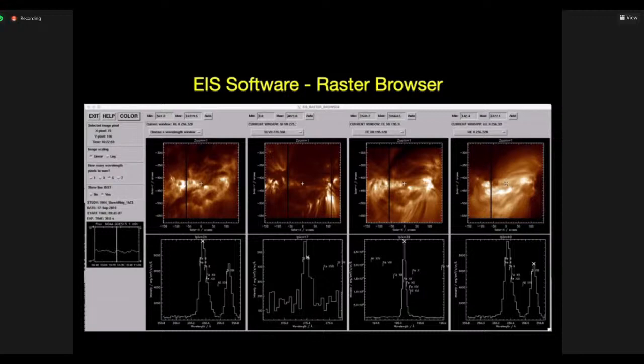So I find this software so useful for quickly browsing the data that when I gained access to the IRIS data back in 2013, one of the first things I did was to take my raster browser software and make a version for IRIS raster browser. And the Oslo group have also developed a version of raster browser for the SPICE instrument as well. That's based on my code.